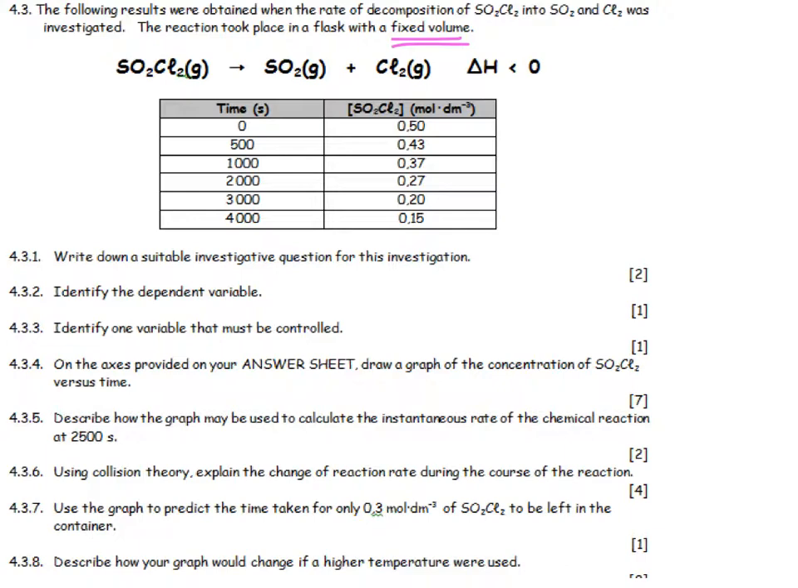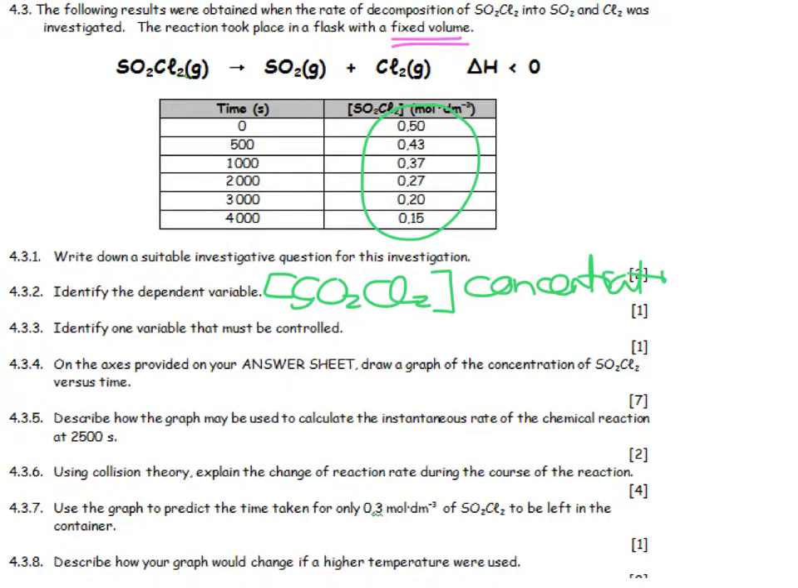Identify my dependent variable. In other words, what am I measuring? I'm measuring the concentration of the SO2Cl2. That is my dependent variable, and I would have liked to have seen the word concentration, not just the square brackets. Identify a variable that must be controlled. They've told me that they've kept it a fixed volume. Control the fixed volume. That's what they've told you. It is not going to be a constant temperature because this is an exothermic reaction. It's going to be hot, get hotter all the time. So you can't control the temperature.